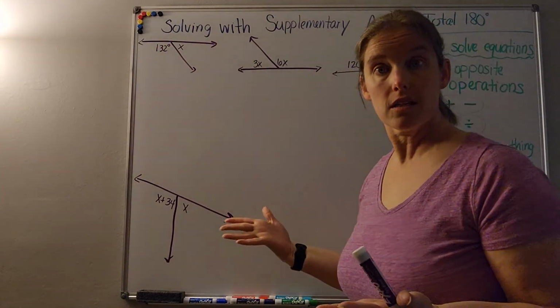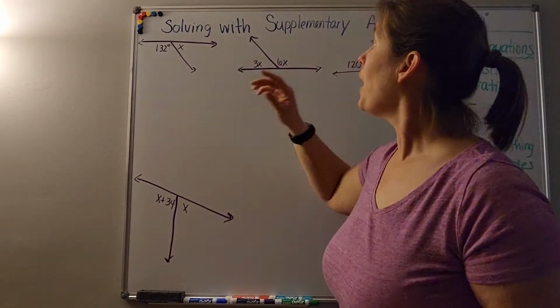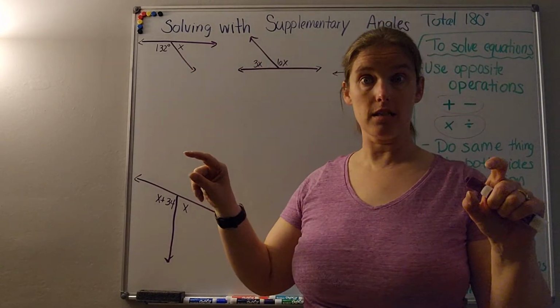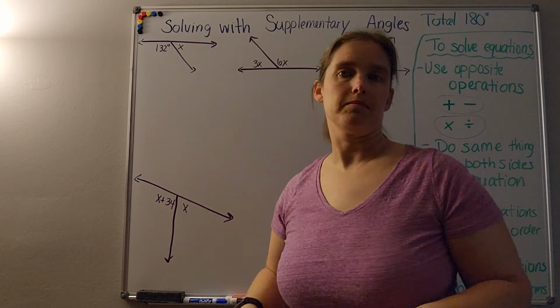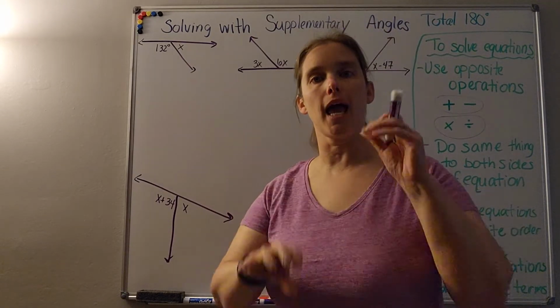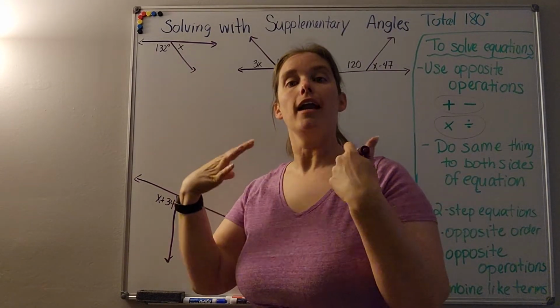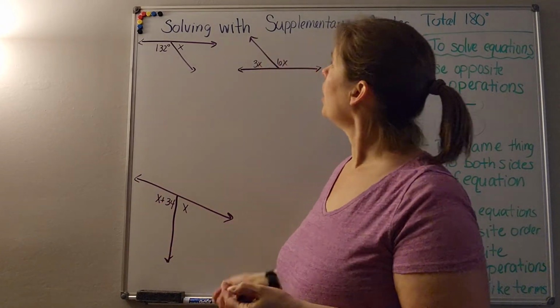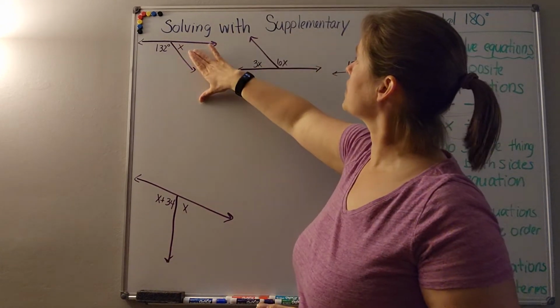They're all adjacent also, so they share a common side, but you can tell they're supplementary because their non-shared sides form a straight line. So in all of our problems today, we're going to add the two small pieces together and set it equal to 180. All right, let's jump into our first example.